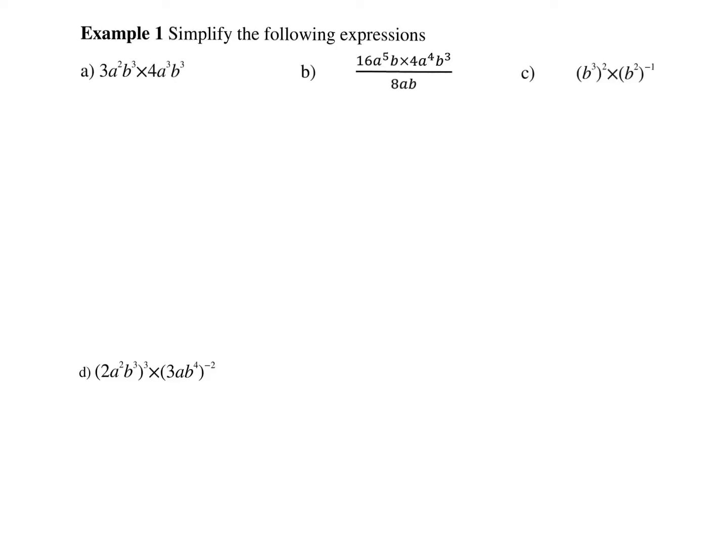So when you're asked to simplify expressions, start with the whole numbers and use the laws that you've always used for that. So we know that 3 times 4 is equal to 12. So now with your bases, a to the power of 2 plus 3, times b to the power of 3 plus 3, beg your pardon. So it's 12 a to the power of 5, b to the power of 6.